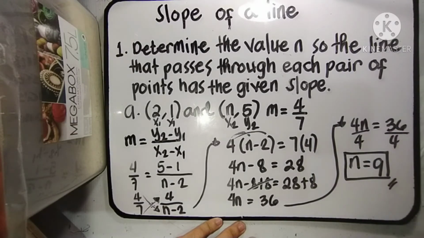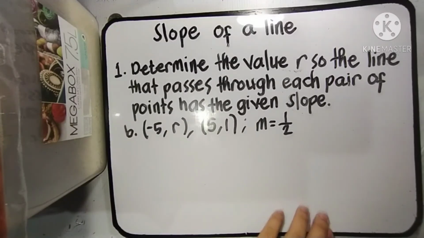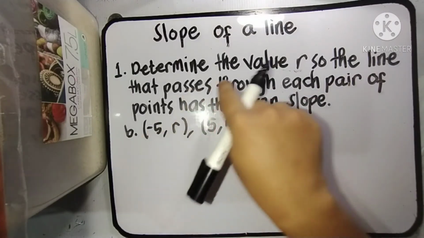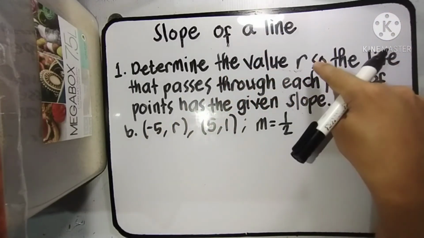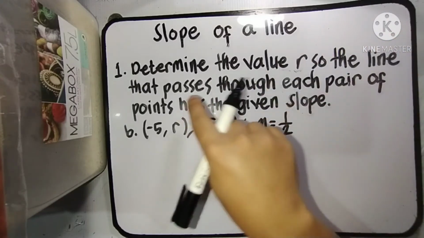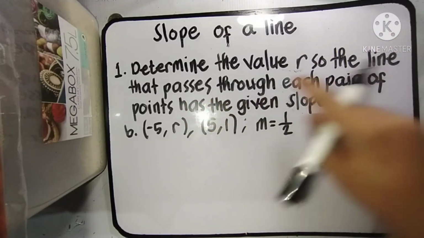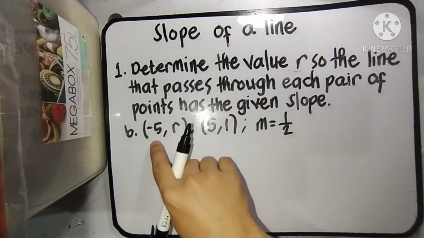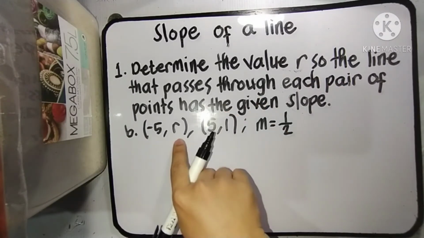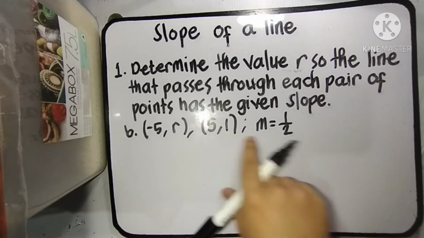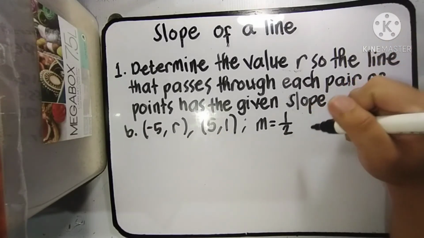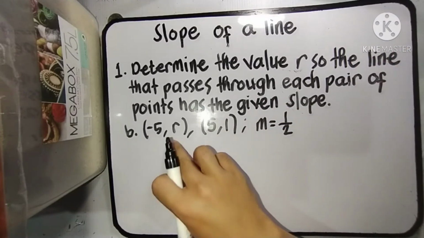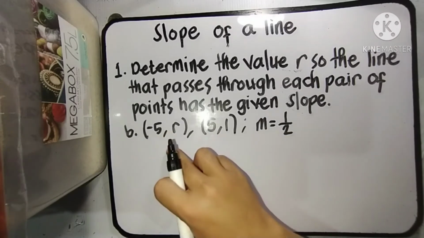So, let us have another example. Next example, we have letter B. Same problem. We need to determine the value of r so that the line that passes through each pair of points has this given slope. For letter B, we have the ordered pairs (-5, r) and (5, 1), and the given slope, which is 1/2. We need to determine what is the value of r.